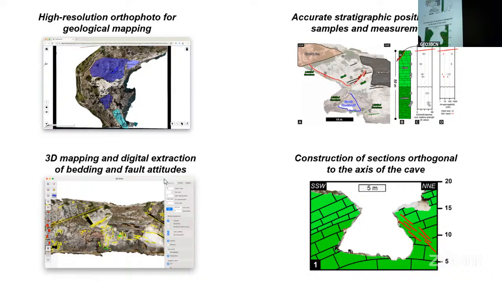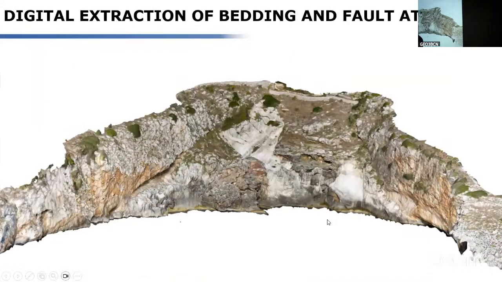First of all, we have mapped and we have extracted digitally the bedding and the fault orientation. And last but not least, we have used the 3D model to construct a set of slices of the Romanelli cave. Okay, let's start from the digital extraction of folds and bedding. That's the model.